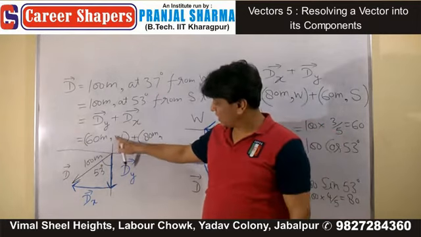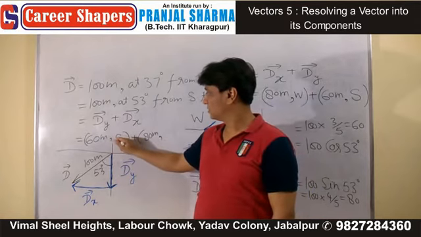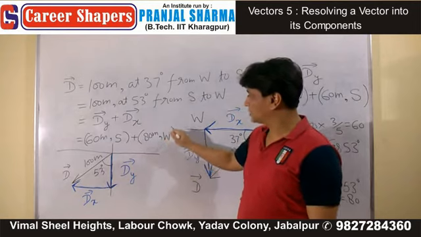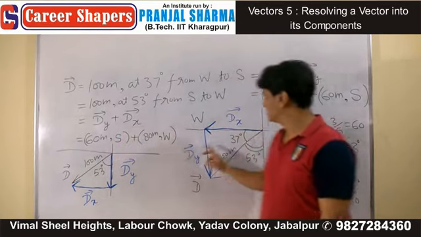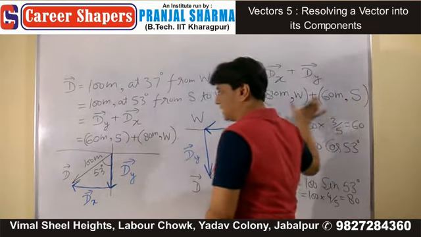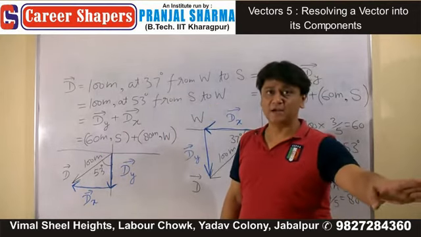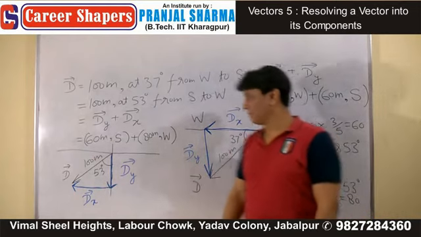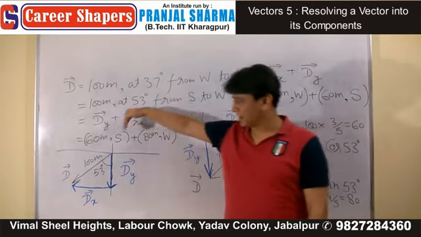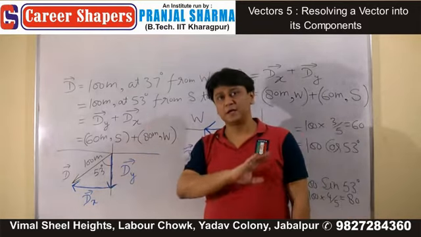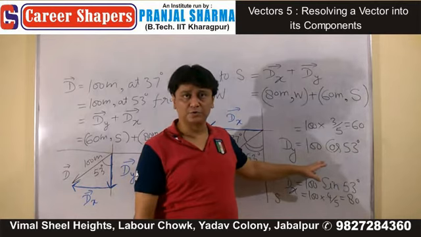Sorry, this dy was not west. Dy was what? South. So this is south, and this is west. What is the final answer? 60 south, 80 west. You're getting the same answer. So it doesn't matter whether you take your angle from the x-axis or from the y-axis. It doesn't matter, provided you choose correct values.